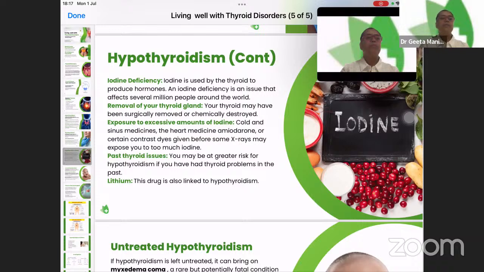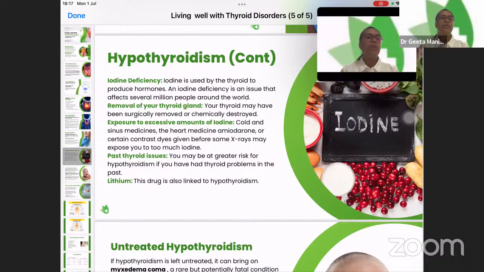Hypothyroidism. Iodine is used by the thyroid to produce hormones, and iodine deficiency is one of the causes of hypothyroidism. Iodine deficiency is an issue that affects several millions of people around the world, and hence the introduction of iodized salts so that iodine is easily available.